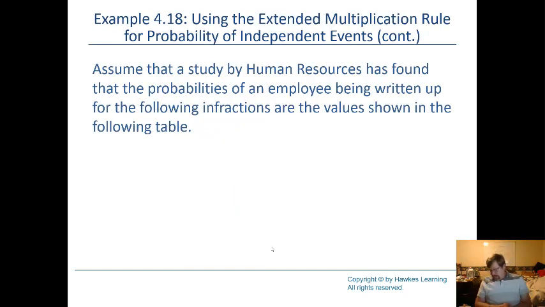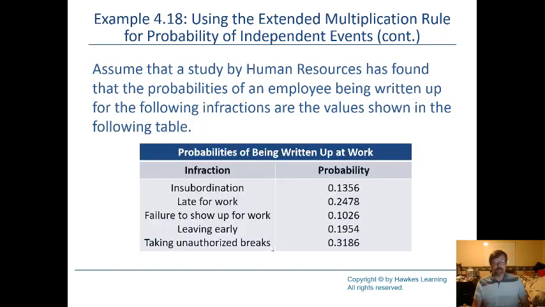Alright, another example is let's say that HR has found the probabilities of employees being written up for a few infractions given in this table. So, fairly high probability of being written up for being late for work or for taking unauthorized breaks. Lower probability of being written up for failing to show up, probably because it doesn't happen as often.